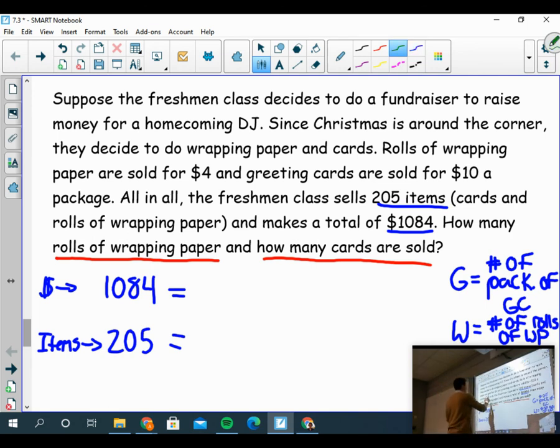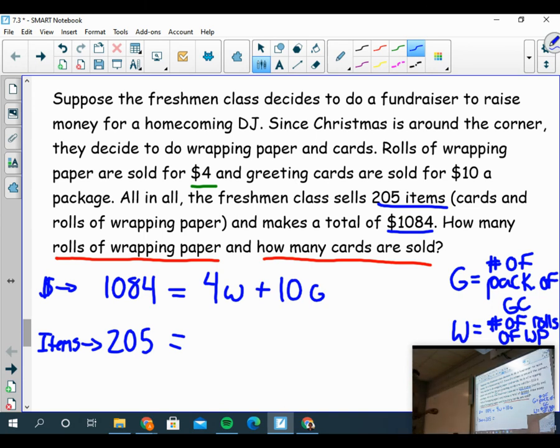Well, we notice that rolls of wrapping paper are $4 a piece. So how am I making money? Well, I'm selling rolls. If I sell one roll, it's $4. Two, it's $8. Three, it's $12. What are we doing there? We're taking 4 and multiplying it by the number of rolls of wrapping paper. We're doing the same thing for the greeting cards. We are multiplying 10 by the number of packages of greeting cards that we sell.